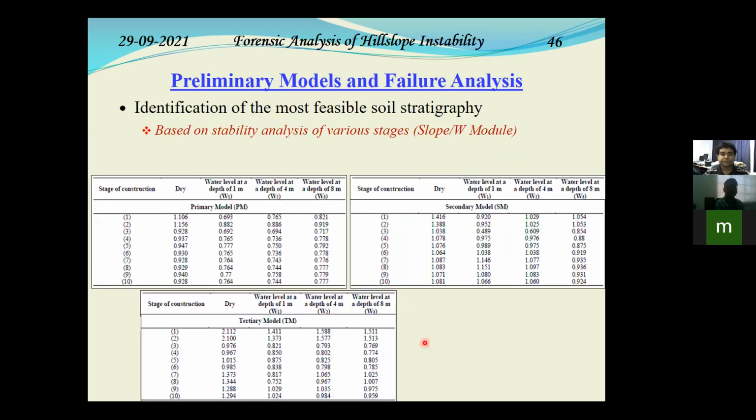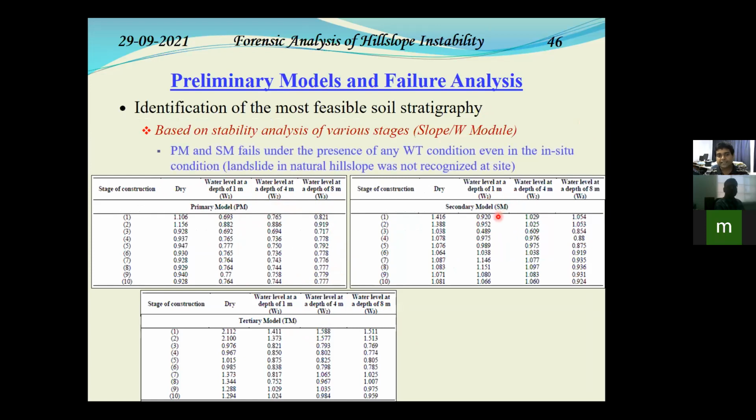So before moving on to the next step of investigation, what we did, apart from slope stability, we looked into the stability analysis pictures. Because if you remember, we had 3 different soil stratigraphy models: PM, first borehole, SM, second borehole, and TM, the third borehole. And each of them were analyzed for dry as well as 3 different water table conditions. Now, if we look into PM and SM, these soil stratigraphies which we adapted based on these 2 boreholes, borehole 1 and borehole 2, they really were not serving any purpose or readily giving us any solution.